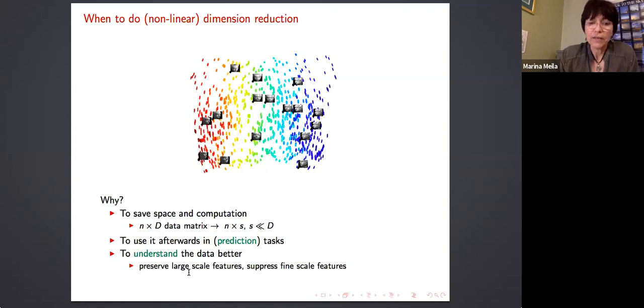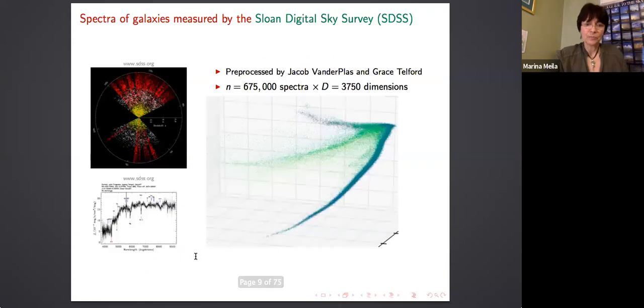Because manifold learning is aimed to preserve the large scale features, preserve the global features, and suppress the fine scale features. And in some sense, by suppressing the fine scale, which is the only thing that we can see if we look at the data in high dimension, the raw data, we are discovering what these large scale features are, and this could be called science, if done right. And here are some real examples that my group has worked with.